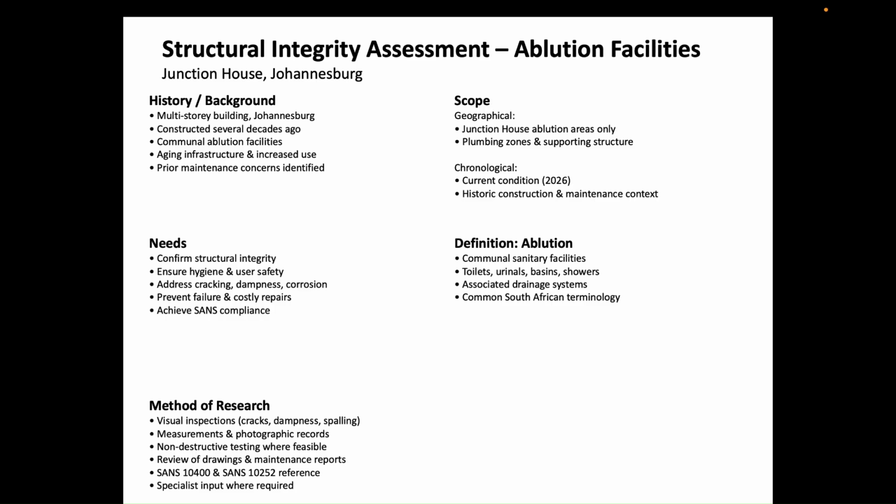Multi-story building, several decades, communal, aging infrastructure, poor maintenance, etc. Then, of course, the needs. Why are we doing this report? Very clear. The scope, we're looking at 2 kinds of scope here, geographical and chronological. That's usually the case. And then, of course, you've got a definition of the word ablution. You don't want someone questioning the validity of the report based on a poor understanding of what's meant by ablution.